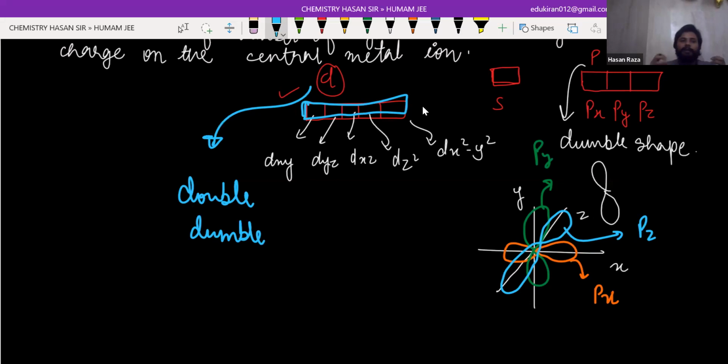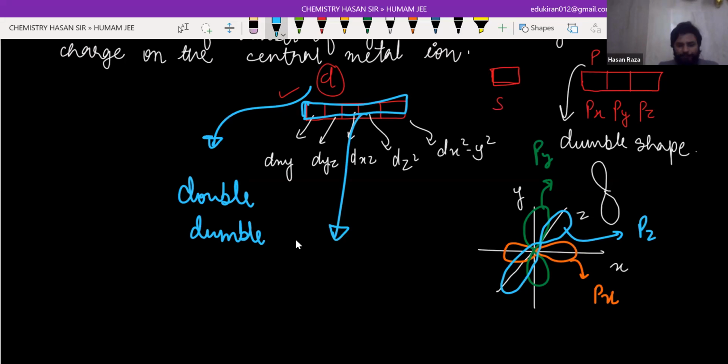But when the ligand is approaching the central metal atom, they will feel repulsion, and due to that repulsion, the d orbitals will split into two parts. Since they split, one of the parts will have higher energy and one of the parts will have lower energy. Are you getting my point?